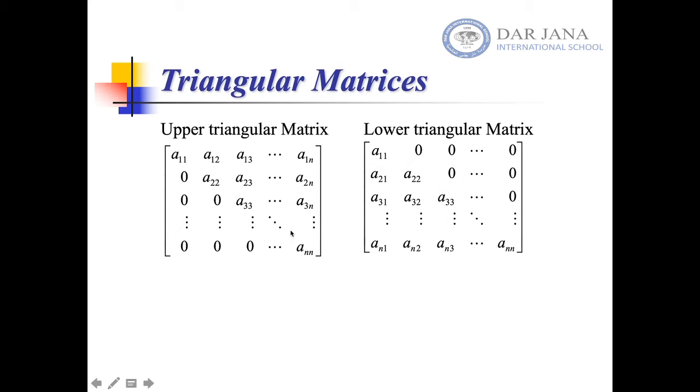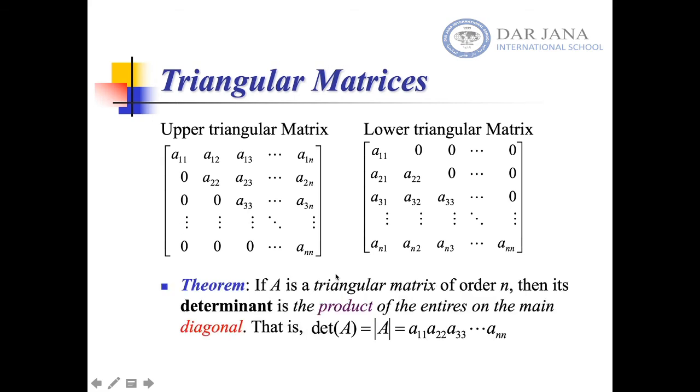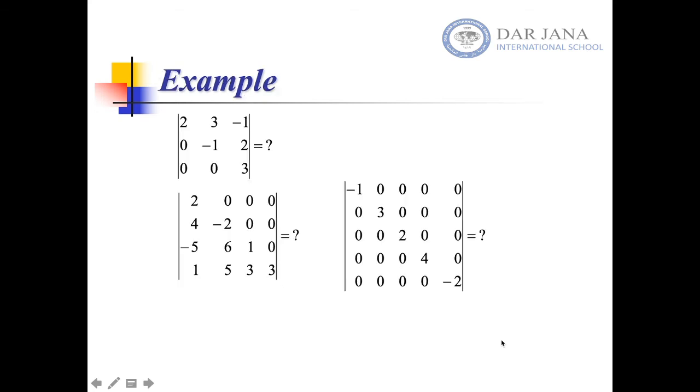Now to find the determinant of a triangular matrix, simply multiply all the elements of the diagonal together, and this will give me the determinant. If A is a triangular matrix of order n, then its determinant is the product of the entries on the main diagonal. That is, the determinant of A is equal to A11 times A22 times A33, etc. Example: this is a triangular matrix. All of the elements under the diagonal are zero. So simply the determinant will be 2 times negative 1 times 3, which is negative 6.